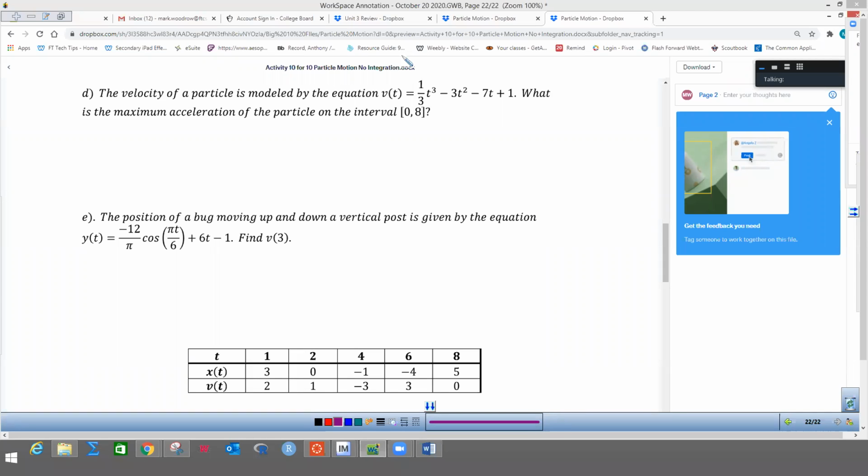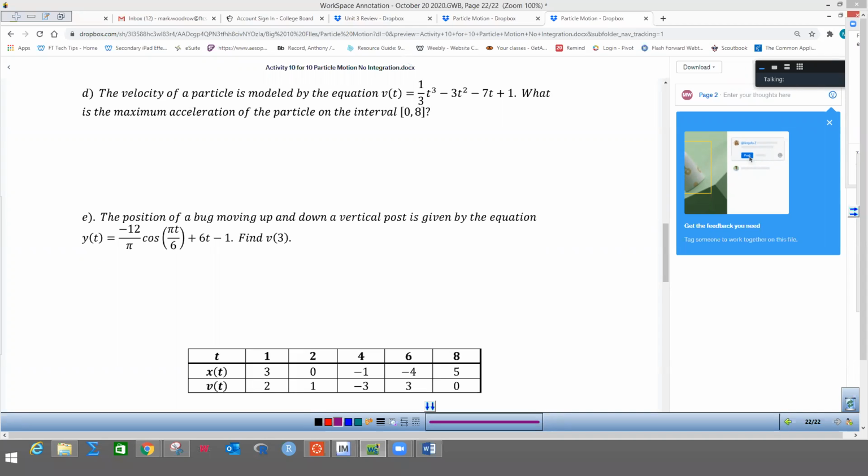So E says the position of a bug moving up and down a vertical post is given by that equation. Find the velocity at t = 3. So I'm going to show you how to do this first by hand. Hopefully we can get it done by hand. And then I'm going to show you on the calculator, even though this doesn't say it's a calculator. So we should be able to do this by hand.